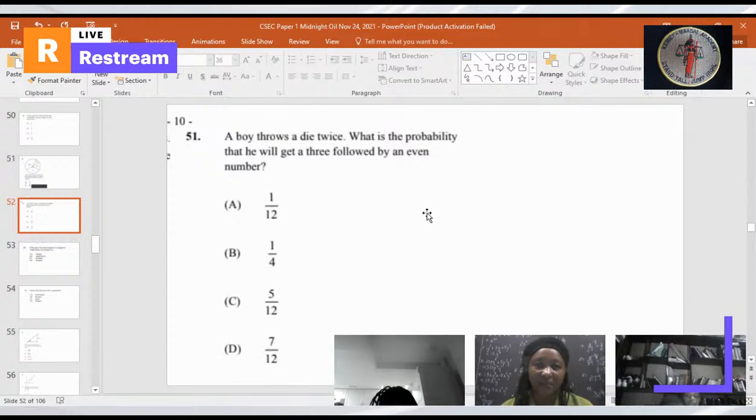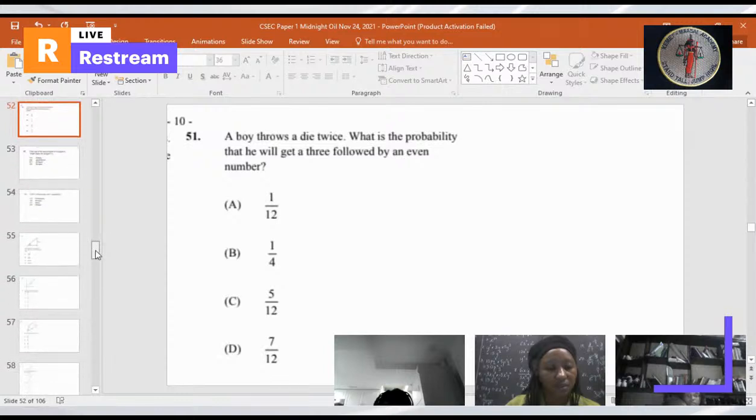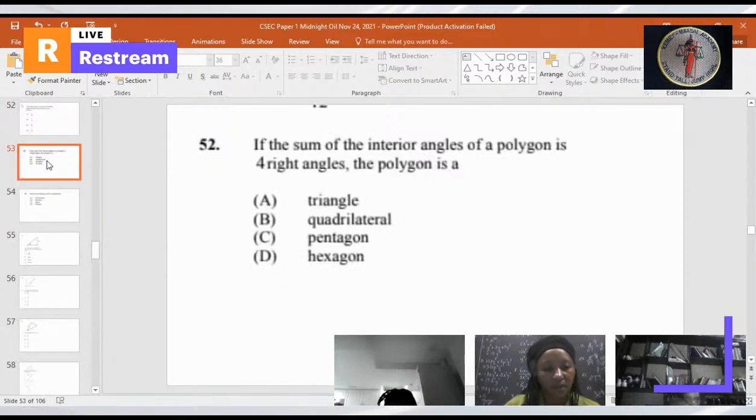And if he throws the die, miss, the probability of getting an even number: 2, 4, and 6, so it should be 3 over 6. That's a half, right? Yes, miss. So it's the 1/6 times the half, and that would give 1 over 12, which is A. All right, that's correct.